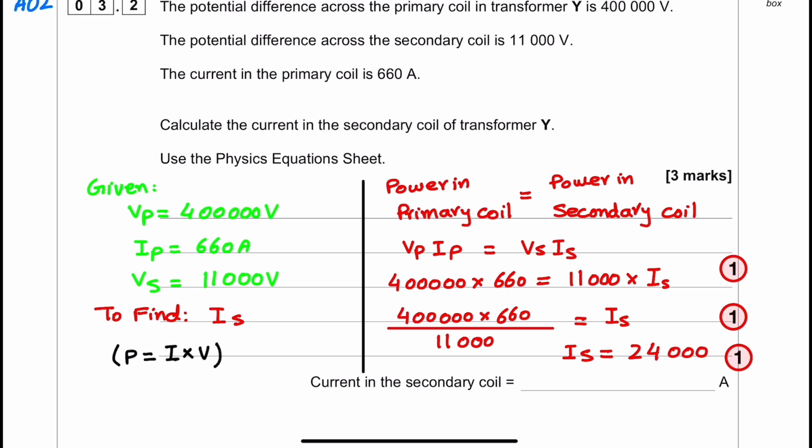After substituting the values, this 11,000 will go on the other side of the equation and it will divide the values. And the answer is 24,000 amperes. So the current in the secondary coil is 24,000 amperes.